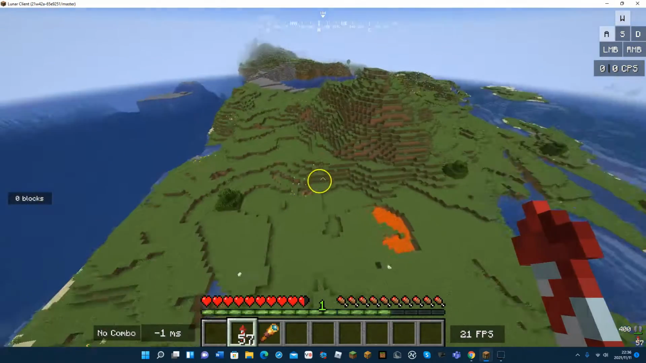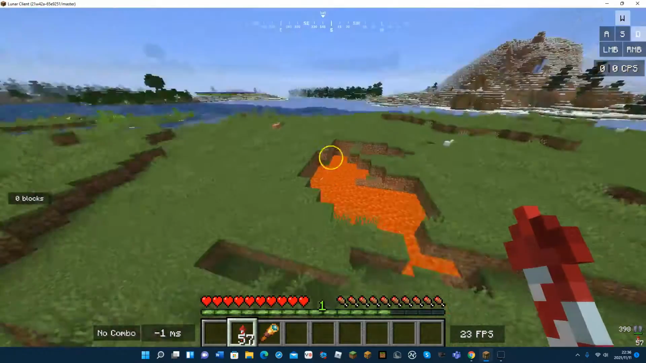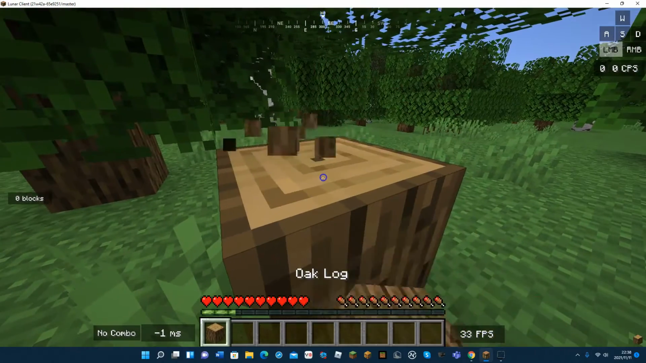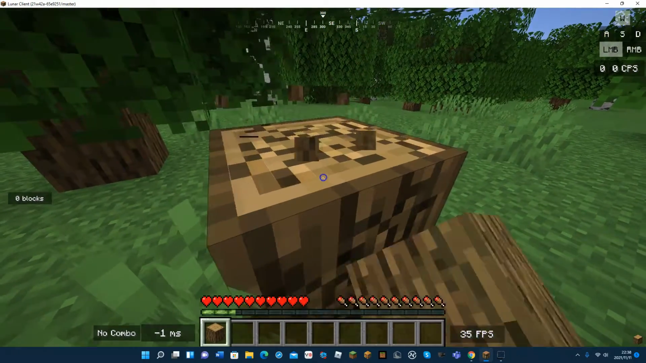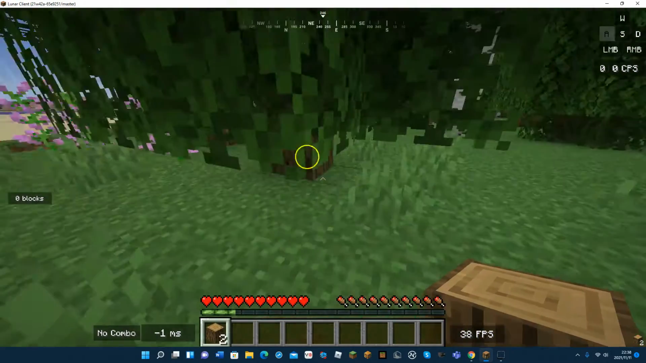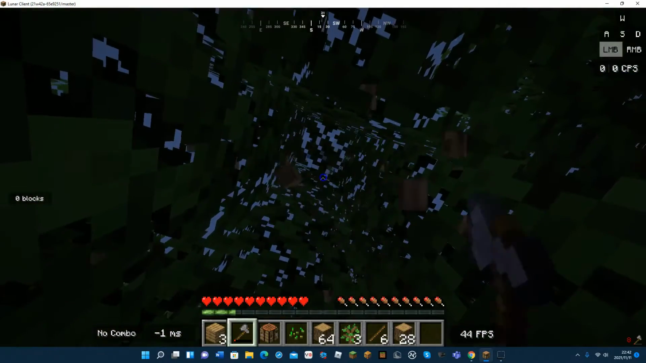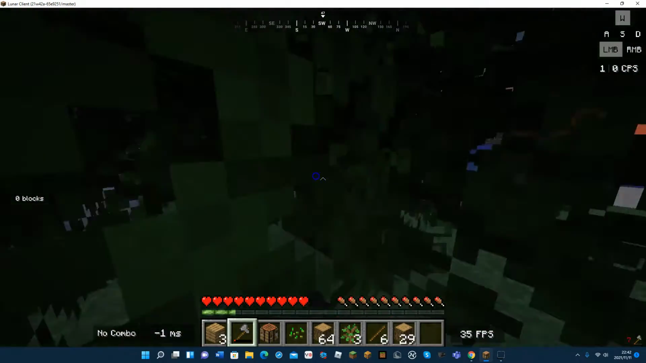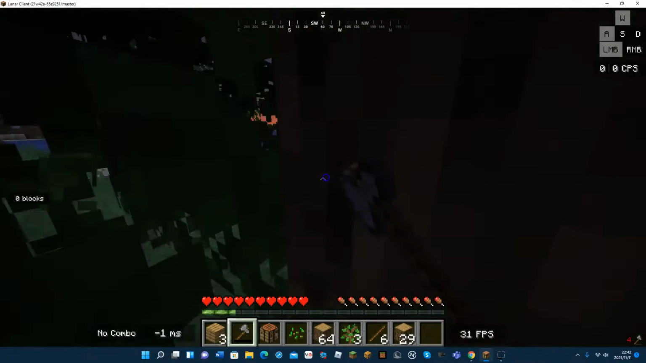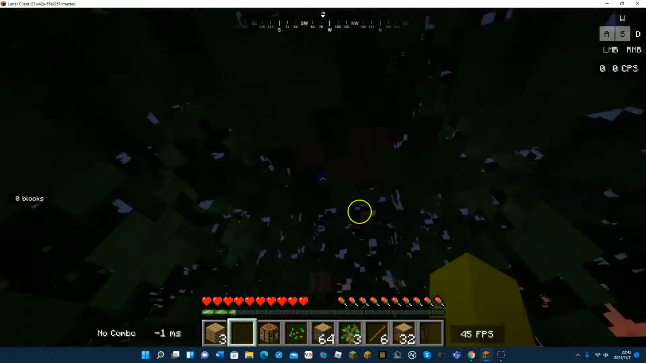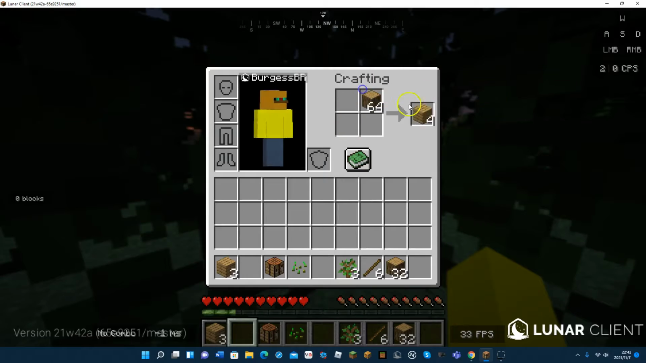Wow, that was close. Oh! Okay, so I don't need any tools other than an axe. So, let's get it going. It's getting dark. I don't want to have to do this at night. Oh, there goes the pickaxe, or the axe.